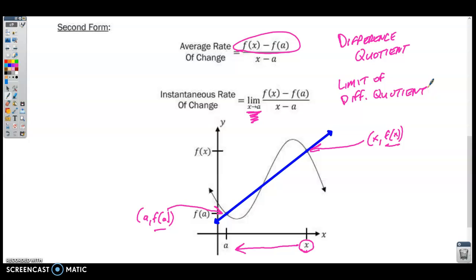That's where we're going to end for this video. Come on back next time for the second video in this section where we're going to apply these average rate of change and instantaneous rate of change definitions.